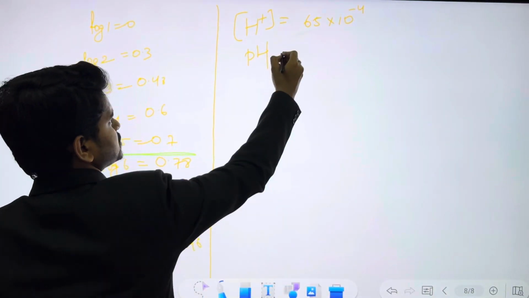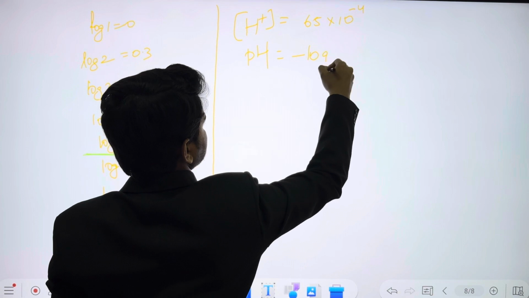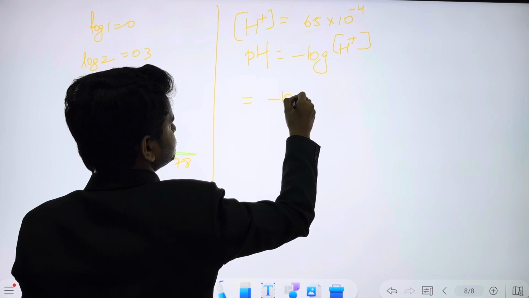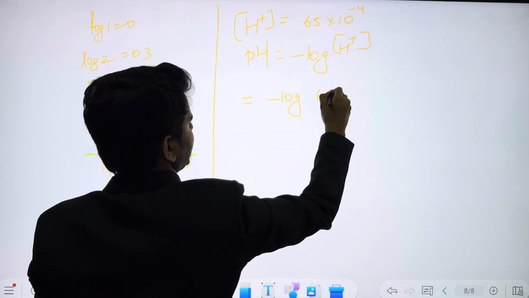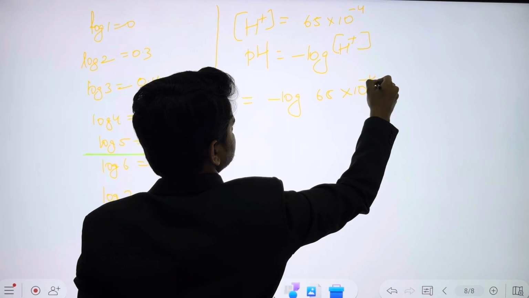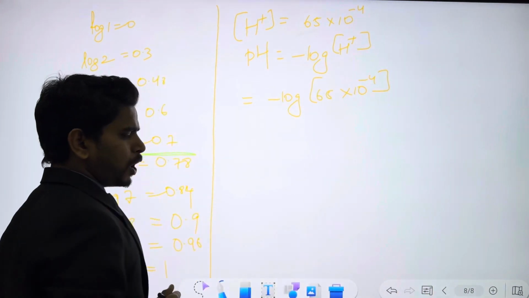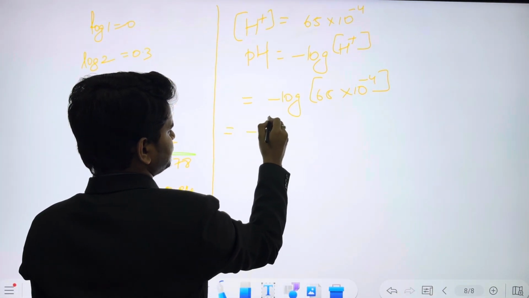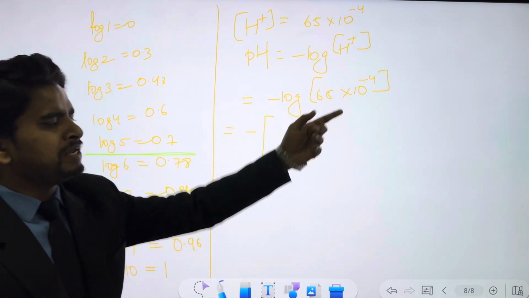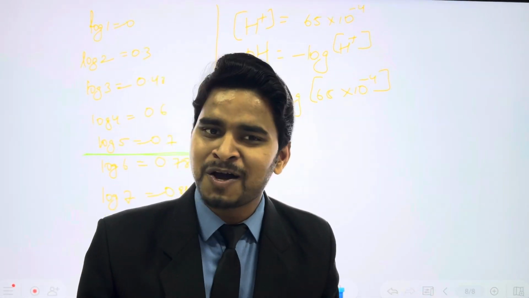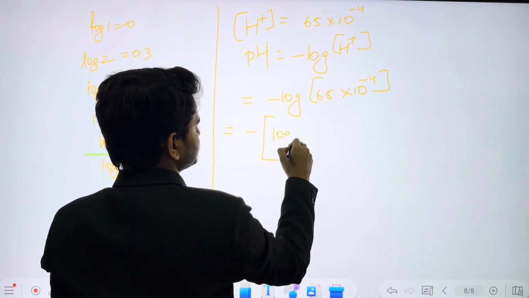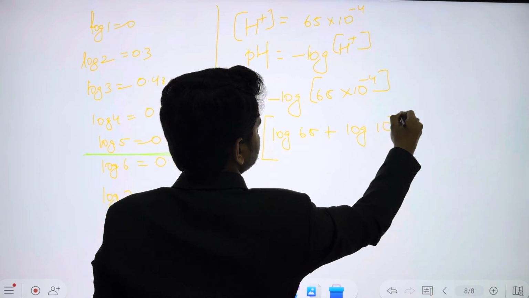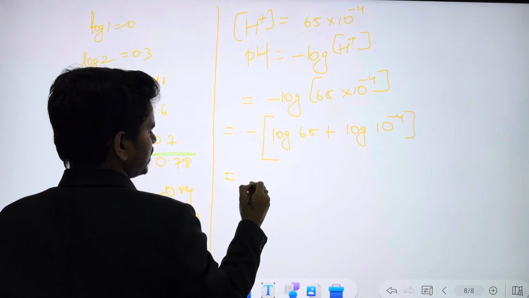So let's find out pH. pH is equal to minus log H plus concentration. So we can write it as minus log of 6.5 into 10 to the power minus 4. Minus will remain outside. You can keep it inside or take it outside, whatever you want. Let's keep the minus outside. Log A into B can be written as log A plus log B. So let's write it as log 6.5 plus log 10 to the power minus 4.